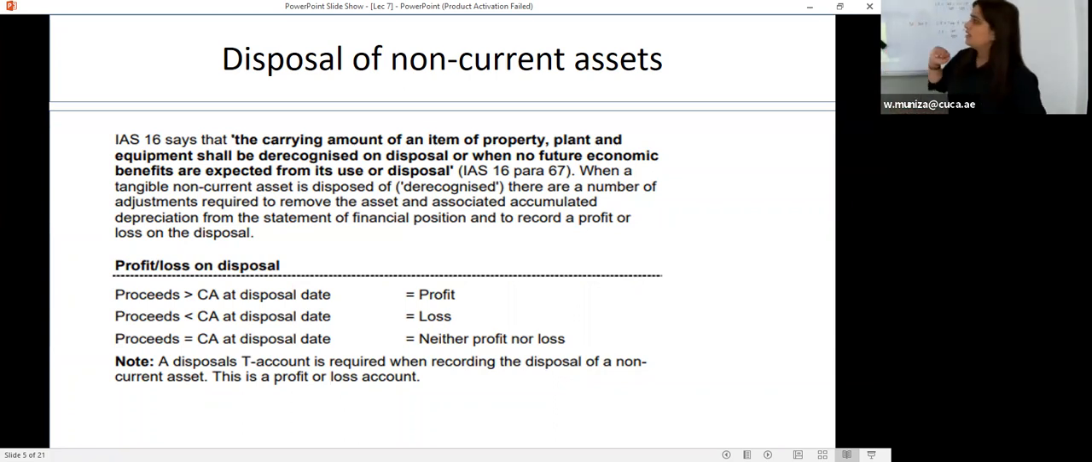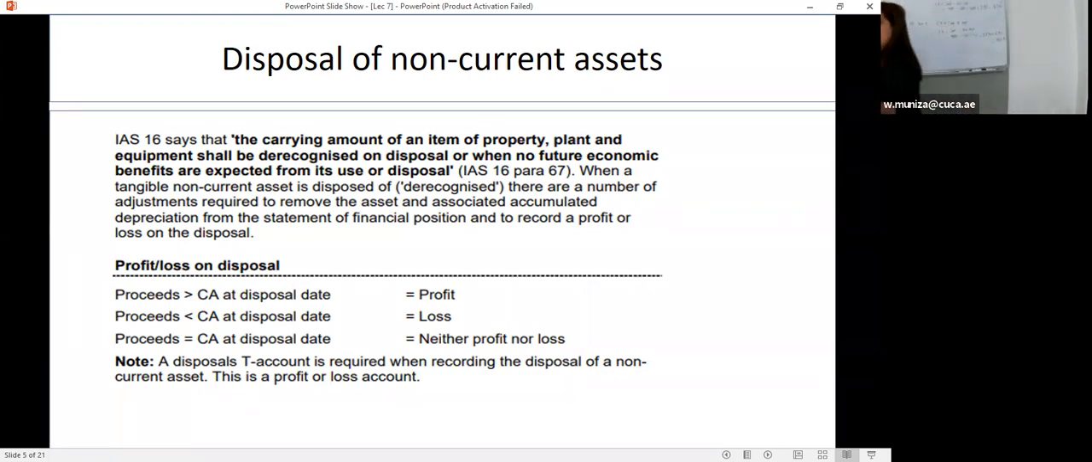Then the standard tells us when a tangible non-current asset is disposed of or de-recognized, there are a number of adjustments required to remove the asset and associated accumulated depreciation from the statement of financial position and to record a profit or loss on disposal. Whenever an asset is disposed of, students, three important things are happening. We have to de-recognize the cost of non-current assets from our books of accounts. We have to de-recognize its related accumulated depreciation from our books of accounts. We have to record the profit or loss which we are gaining on the disposal of a non-current asset.